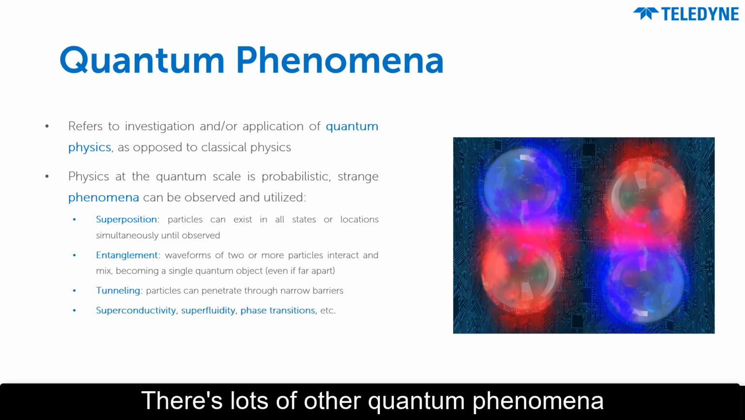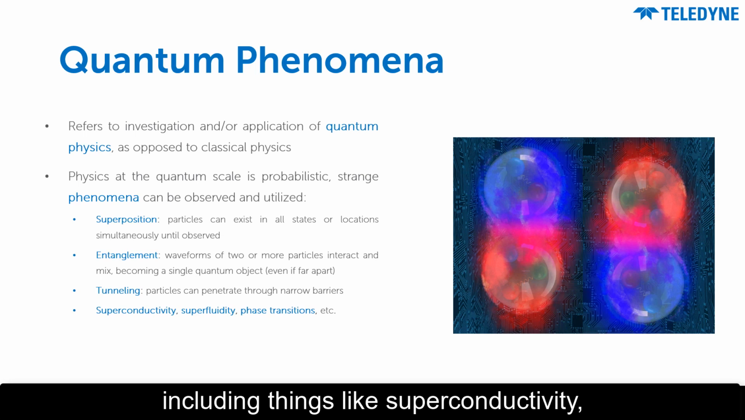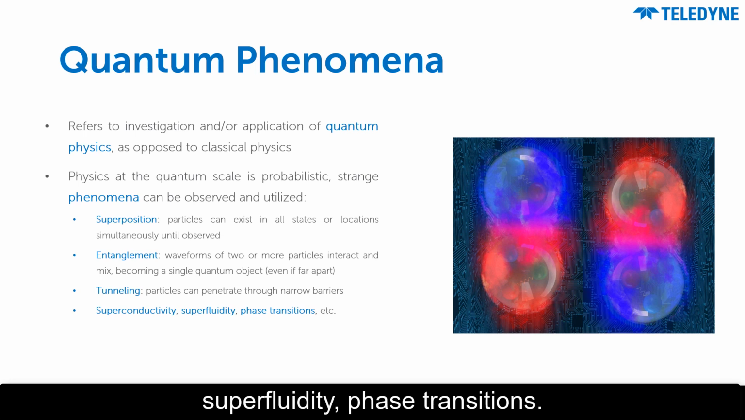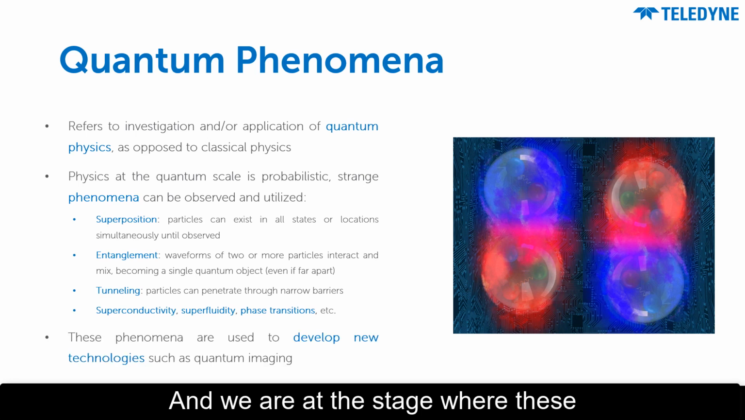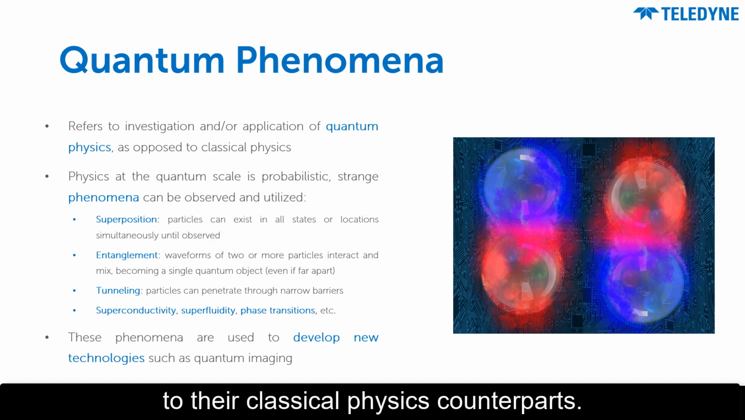There's lots of other quantum phenomena, including things like superconductivity, superfluidity, phase transitions. There's much, much more. The possibilities are wild at the quantum scale. And we're at the stage where these phenomena are being applied to real-world technologies and engineered into devices with unique properties compared to their classical physics counterparts.